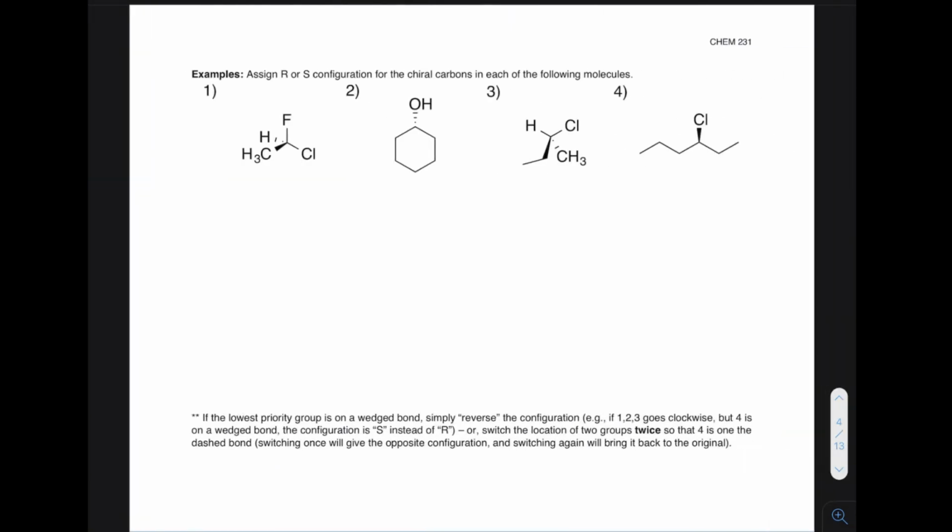Okay, so what we'll do during lecture is go through these examples. Try to do these on your own beforehand, but assign R and S configuration for each of the chiral carbons in each of the following molecules.